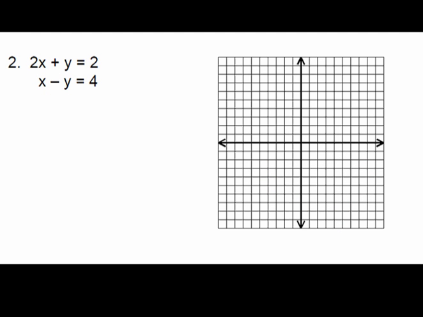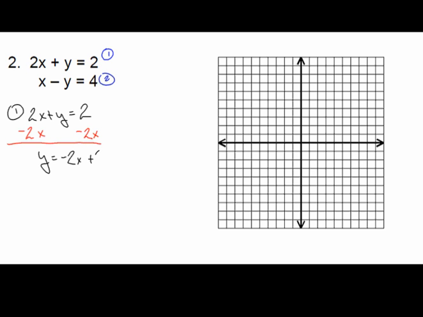Here, the first thing we need to do is go through and get each of our equations into the form y equals mx plus b. I'm going to start with equation number 1, which is 2x plus y is equal to 2. I'm going to subtract 2x from both sides of my equal sign. So I have y is equal to negative 2x plus 2. So my slope is negative 2.